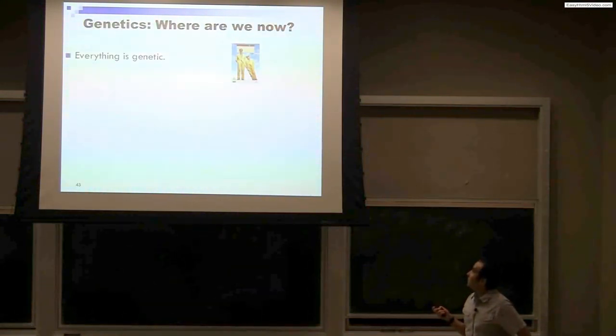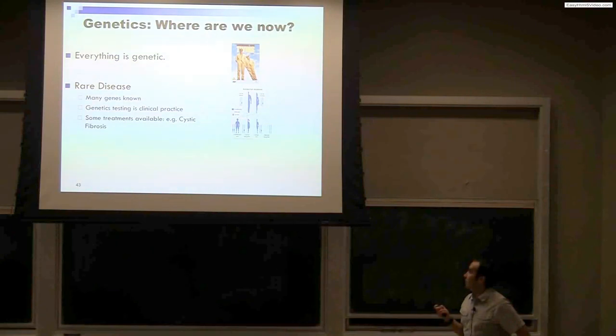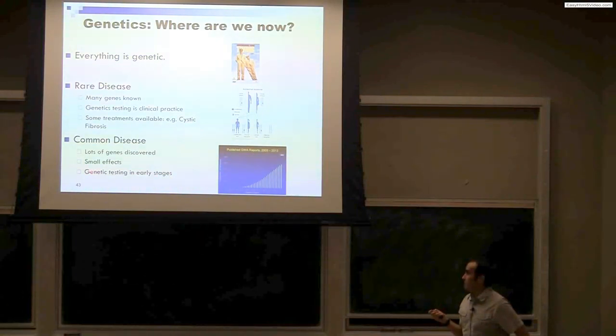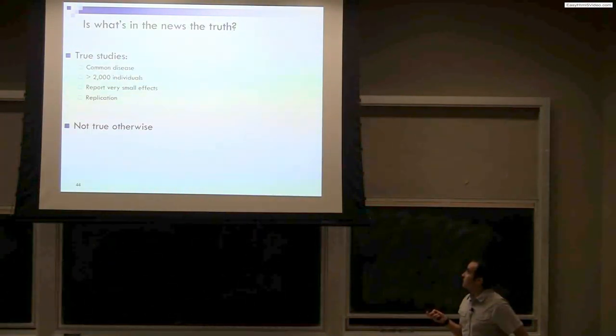Okay, so this is kind of a review. We know that almost everything is genetic. We know that from the twins. We know that for rare diseases, genetic testing is very reasonable. And then we know for common diseases, they found lots of new genes, but they have small effects. Genetic testing is in the early stages, okay?